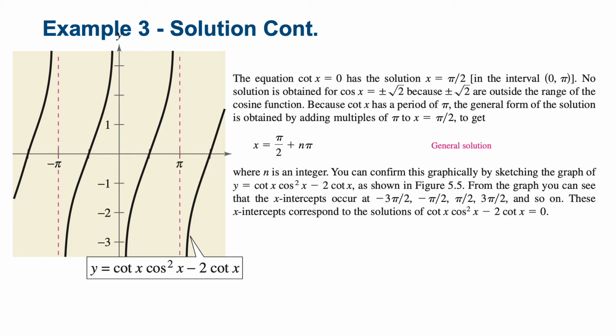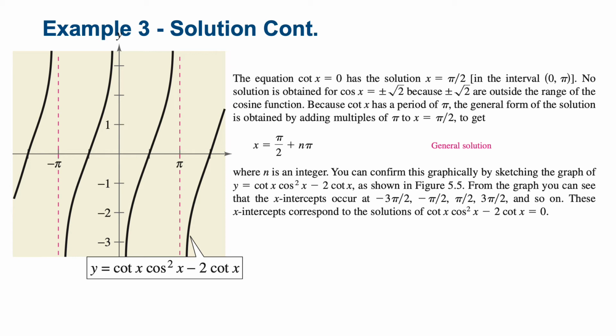Because remember the cosine function, what's the range of the cosine function? It's plus or minus 1. And root 2 is like 1.4 blah, blah, blah. So it's outside of the range. So it's not going to have a solution. So really the only one of interest right now is this pi over 2, okay?